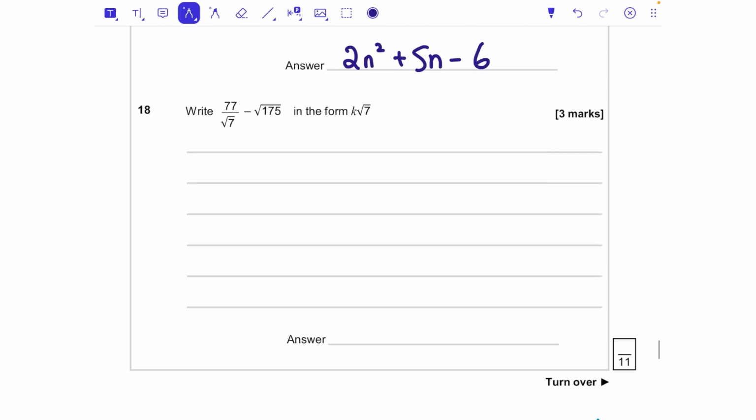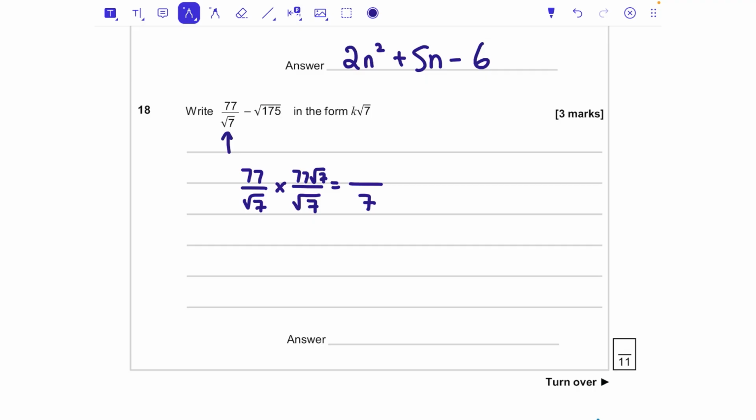Question number 18. Write 77 over root 7 minus root 175 in the form k root 7. So you've got two things to worry about here. First thing is this fraction, which we're going to rationalise, which means to get rid of the surd from the bottom of the fraction. So 77 over root 7. Now, to get rid of that surd, the only way to do that is to times it by root 7, because root 7 times root 7 is 7, but we need to keep this fraction equivalent. So if we've multiplied the bottom by root 7, we also need to multiply the top by root 7, and that is 77 root 7.